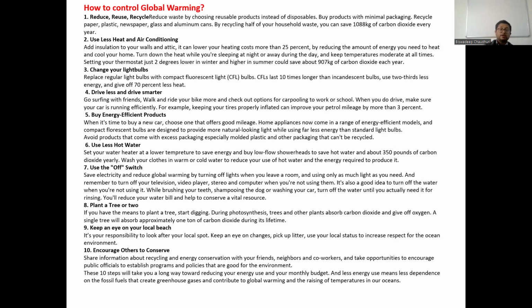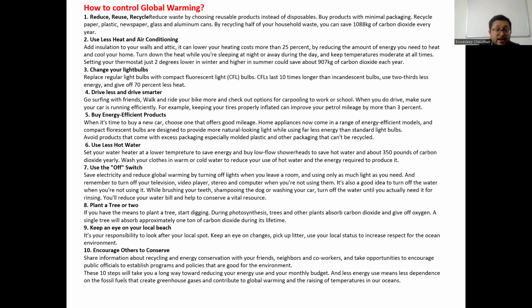Next, change your light bulb. Nowadays, what type of light bulb are you using? Mostly LED, which is excellent, very eco-friendly, and a power saver also. So if you are still using that tungsten filament bulb, change it immediately, because modern LEDs are very energy efficient and very eco-friendly. They consume less energy and are very durable.